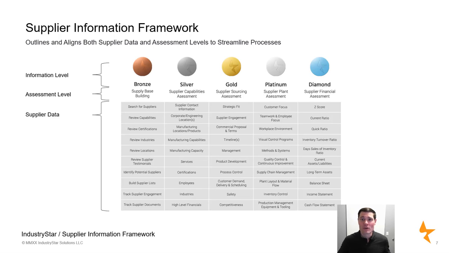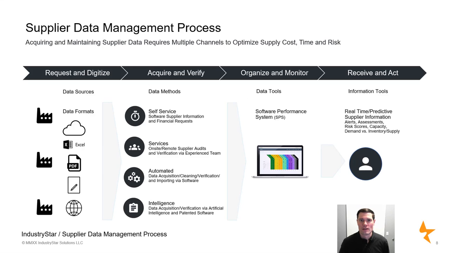All right, we've talked about a repeatable framework to optimize and maintain supply performance. But let's dive deeper. What supplier data, and more importantly, information, is key to realize success? The following supplier information framework aligns both supplier data and assessment levels to streamline processes. The key here is aligning the right supplier information level and assessment level with the right product and/or part supply lifecycle to maximize supply chain team productivity and supply performance. How do we acquire and maintain supplier data?